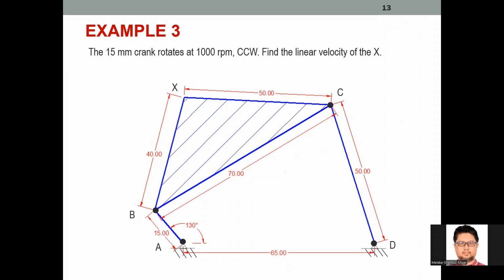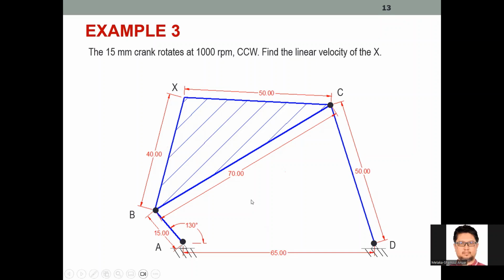So you have this 4-bar mechanism, and in this case, we have a floating point X on top of link number 3. So actually your link number 3 is a big one. It's a ternary link instead of a binary link. So link number 3 has points B, C as well as X.